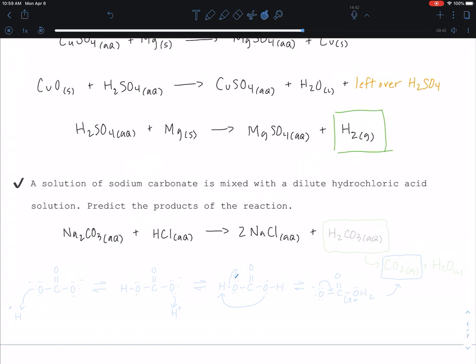And what else are we going to get? Carbonic acid, also in solution. This carbonic acid is going to react with itself to produce carbon dioxide, which is a gas, and water. And that's going to be a liquid that you don't see because it's all aqueous, right?